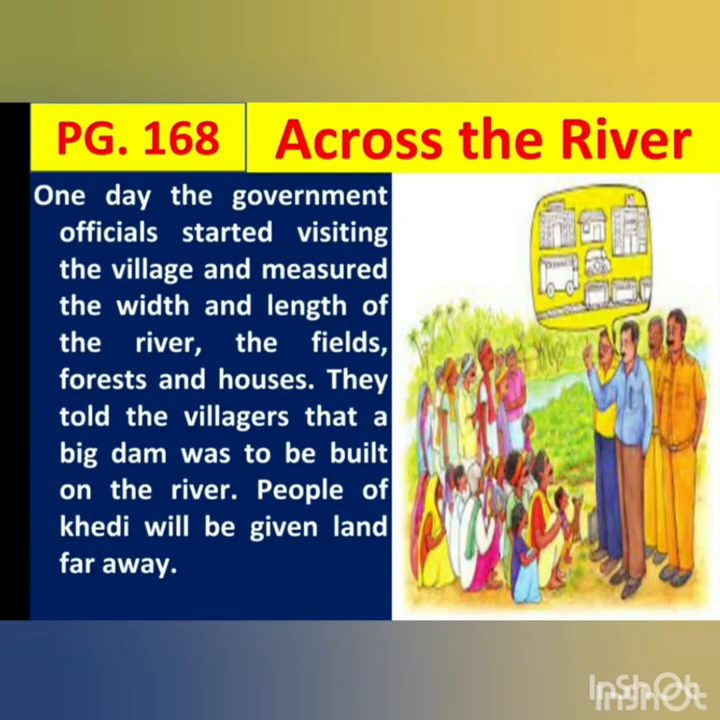Page number 168. Topic is Across the River. One day, the people of Kheri heard that a big dam was to be built on the river. For this, a big wall would be built to stop the flow of the river. Kheri and many nearby villages in that area would be drowned under water. The people would have to leave their villages and their lands, on which their forefathers had lived for centuries. So people of Kheri will be given land far away. So they all were very sad and disappointed because they had to leave their native place.